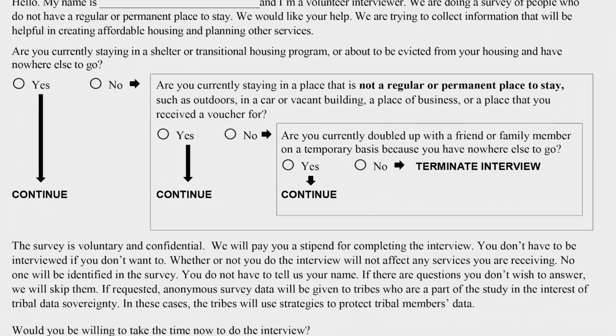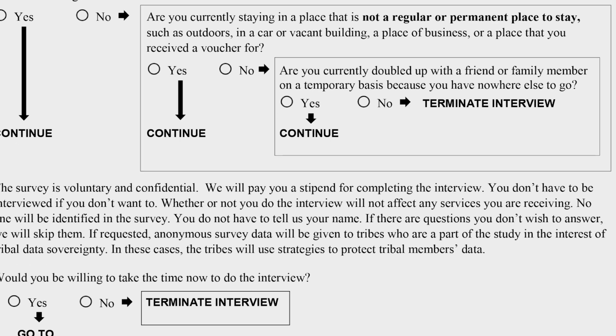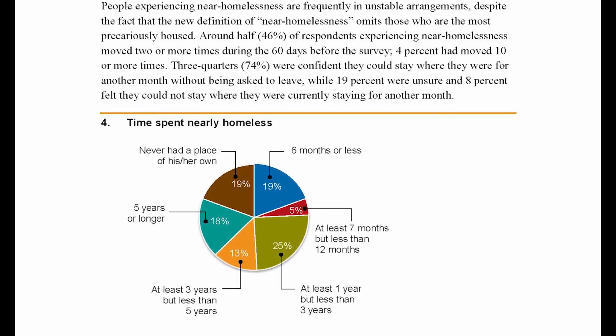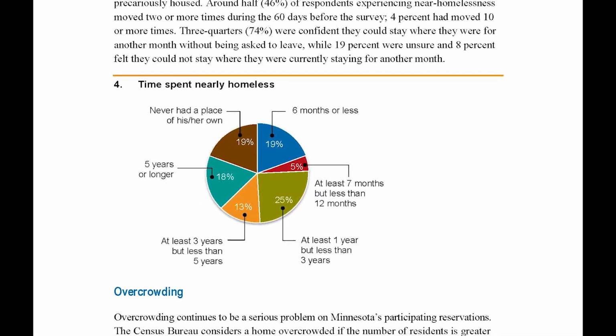However, there's a statement in the introduction on the reservation survey that reads, "If requested, anonymous survey data will be given to the tribes who are part of the study in the interest of tribal data sovereignty." In these cases, the tribes will use strategies to protect tribal members' data. We take our relationship with the participating tribes very seriously, and this includes our commitment to honor their data sovereignty by never sharing any tribe's data with the state or any other entity. Once collected, these data are the property of the participating tribes to use as they see fit for their own services and programs to meet the needs of their tribal members. Please be sure to read the full introduction to the respondent before beginning the interview.